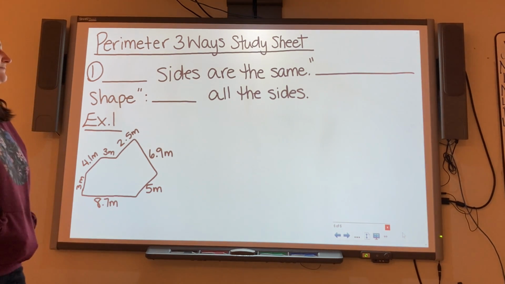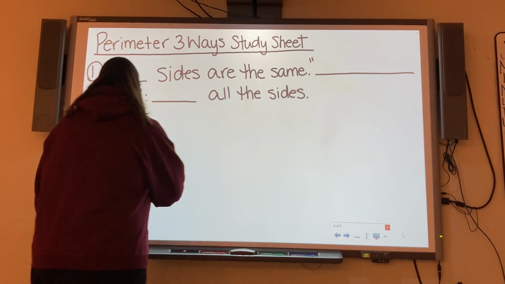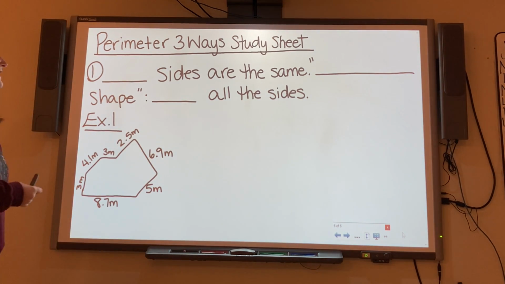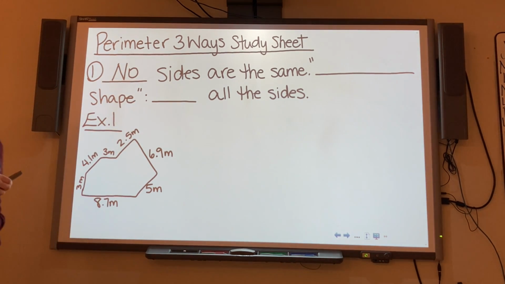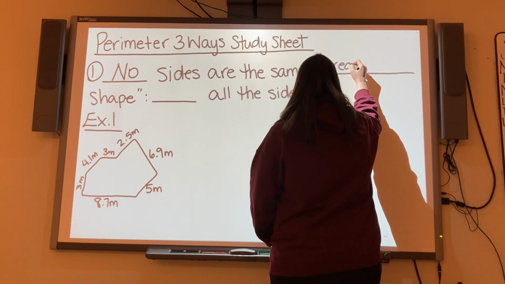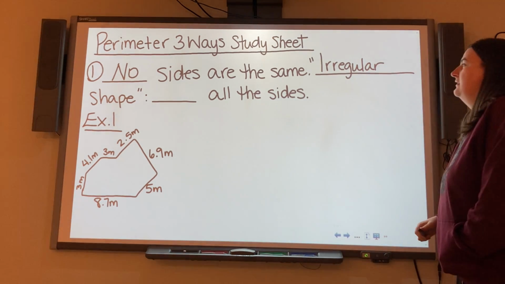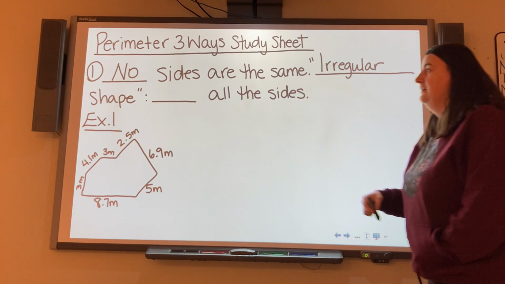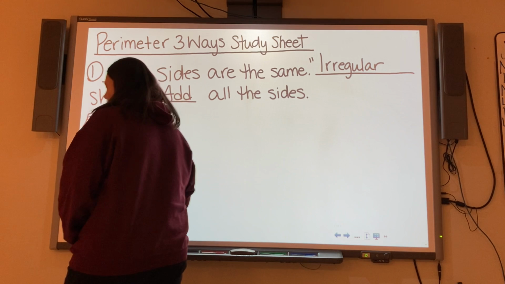So let's get started. The first thing we did on Monday was we learned the perimeter of irregular shapes. What does that mean? It means that no sides are the same. They are called irregular shapes. To find the perimeter, we need to add all the sides.